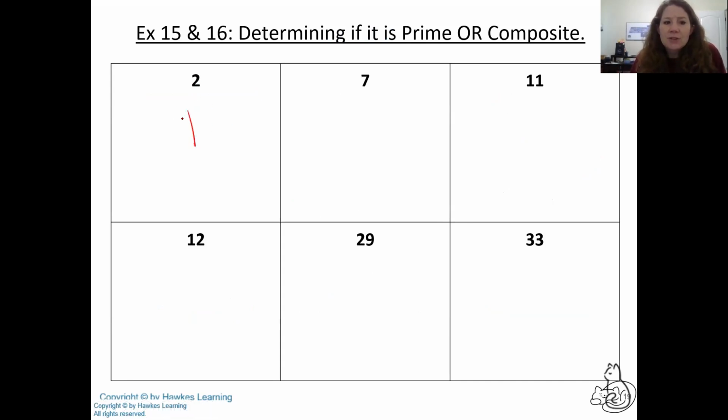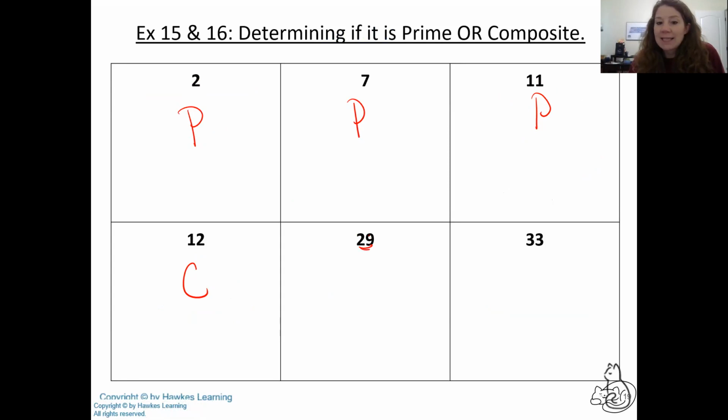Well, 2 only has 2 factors, 1 and itself. 7 has 2 factors, 1 and itself. 11 has 2 factors, 1 and itself. Now 12 I can divide by 2, by 3, by 4, by 1, and by 12. So that's composite.